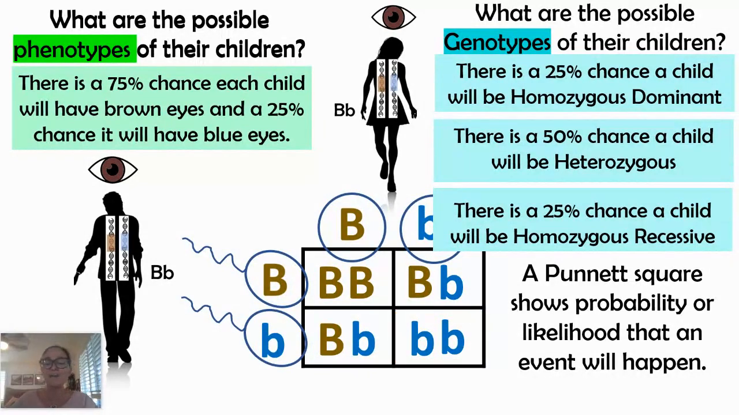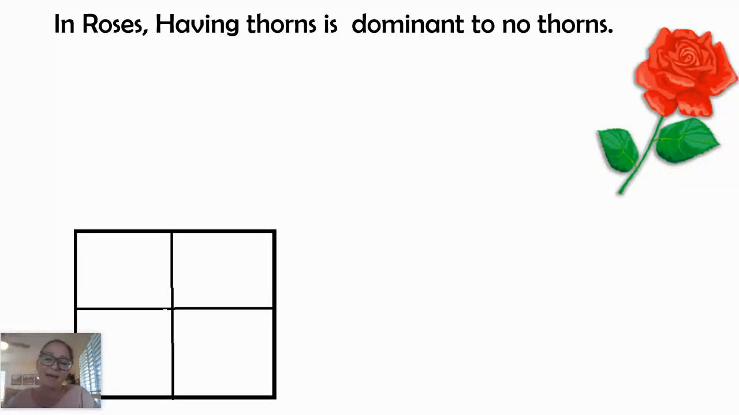Okay, so now I have 3 examples to help us practice setting up Punnett squares. I made all 3 of these up, okay? So in roses, having thorns is dominant to no thorns. One of the most important things to do when reading word problems for Punnett squares is, no matter how long the word problem is, whenever you read what the dominant trait and the recessive trait are, you need to pause and write it down.